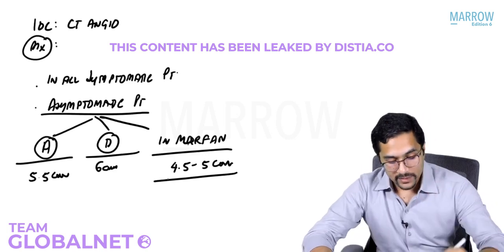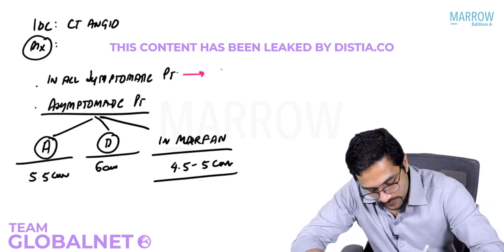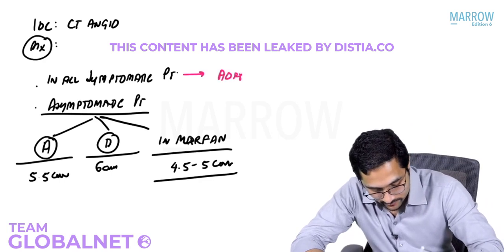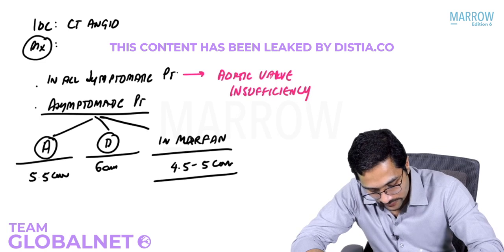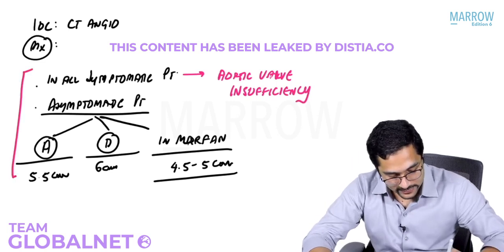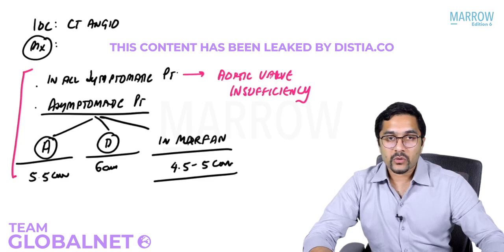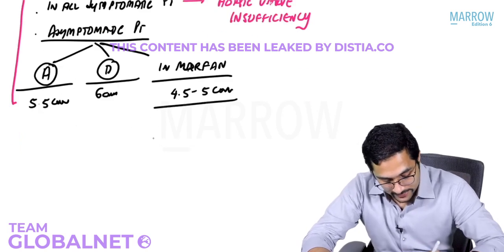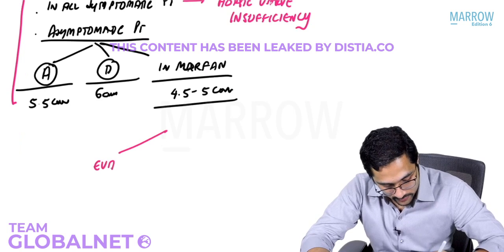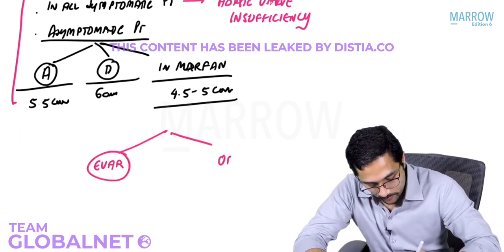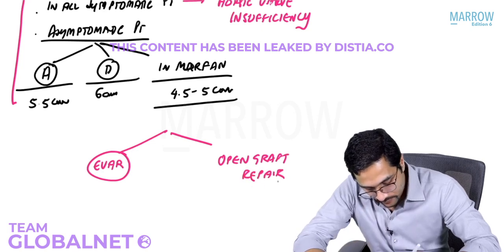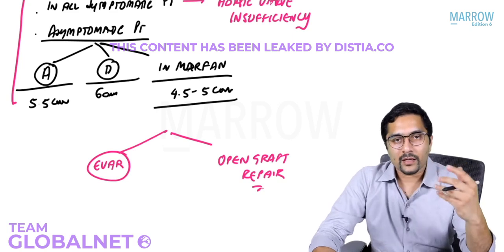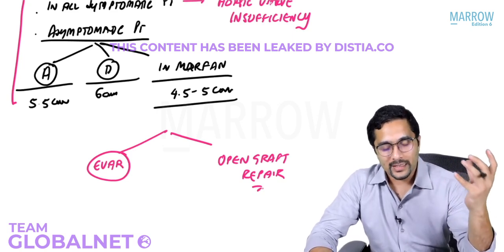So all symptomatic patients, and symptomatic can also be those who are developing aortic valve insufficiency, which can be picked up on echocardiogram, are the ones who require intervention. Again, the intervention can either be EVAR, or it can be open graft repair. The complications are also similar to what we've discussed for abdominal aortic aneurysm surgery.